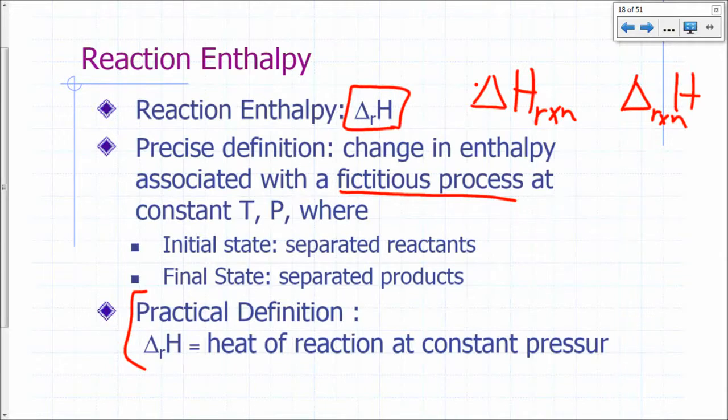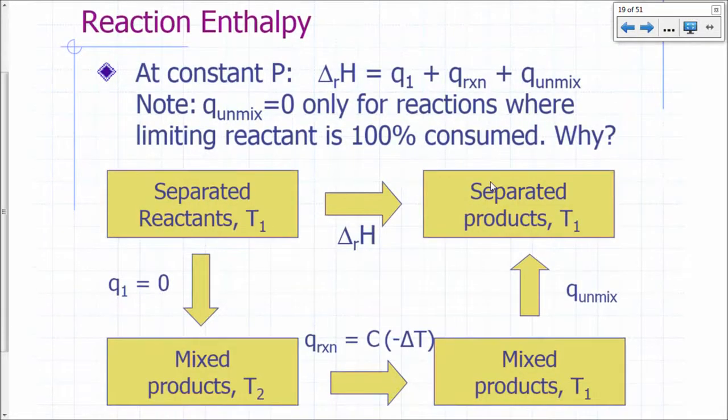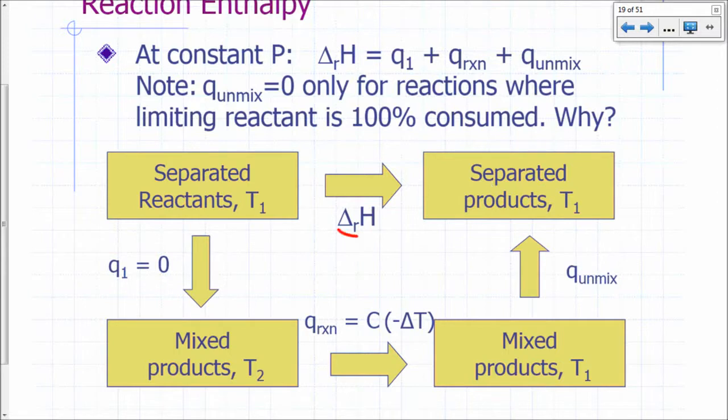For practical purposes, we can say that the delta H for that is in fact essentially the heat of reaction at constant pressure for some reactions. That's why we give that symbol, delta H of reaction; it's synonymous with the heat of reaction. Let's clarify that. The reaction enthalpy is equal to the enthalpy of the separated products minus the enthalpy of the separated reactants.